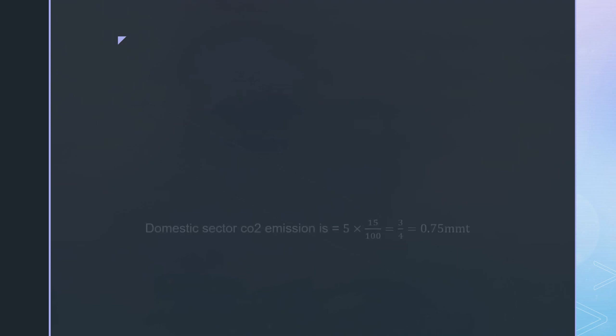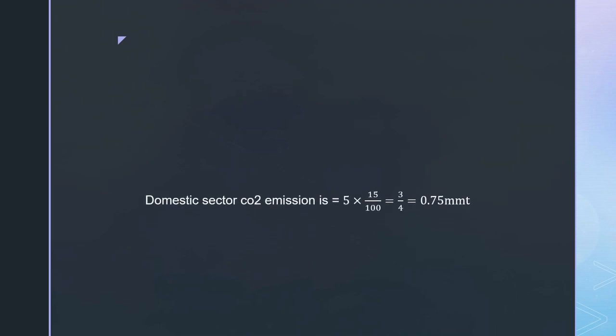So here is the solution. From the domestic sector, CO2 emission is 5 into 15%. 15% means 15 divided by 100. So 5 into 15 divided by 100 equals 3 by 4, that is equal to 0.75 MMT. So the right option is option D. Okay. So coming to the next question.